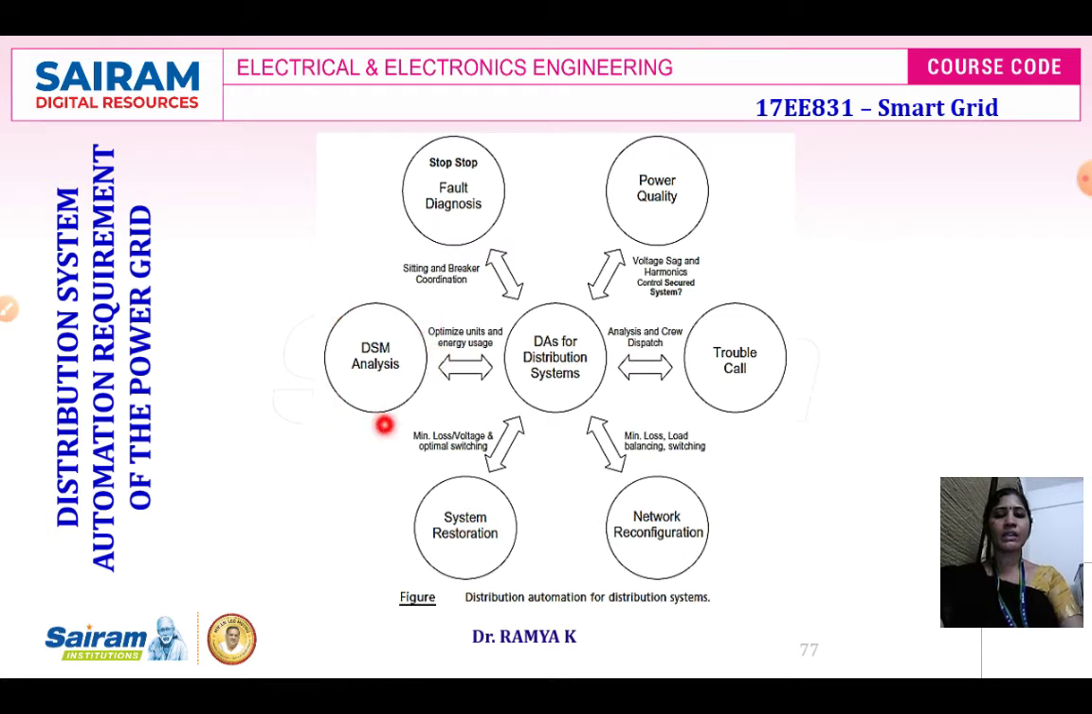DSM analysis, that is demand side management analysis, for optimizing the power generated and the amount of power usage. Next is going to be your fault diagnosis. So when you consider the distribution system automation and control, this involves the delivery of energy to the consumer. So whatever amount of power we are generating from the generation side to the customer side, end user side, what is the amount of automation and control that is involved in delivery of energy to your consumer.